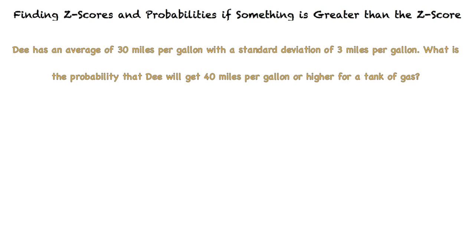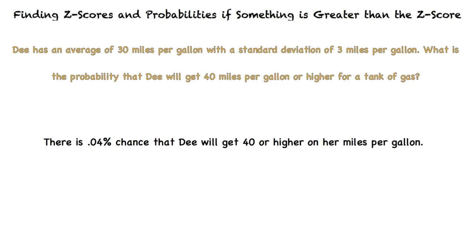How can we word it? My teacher wants us to use only words, not the percentage. There are many ways we can do this, but one way is to say this. There is 0.04% chance that D will get 40 or higher on our gallons per mile.